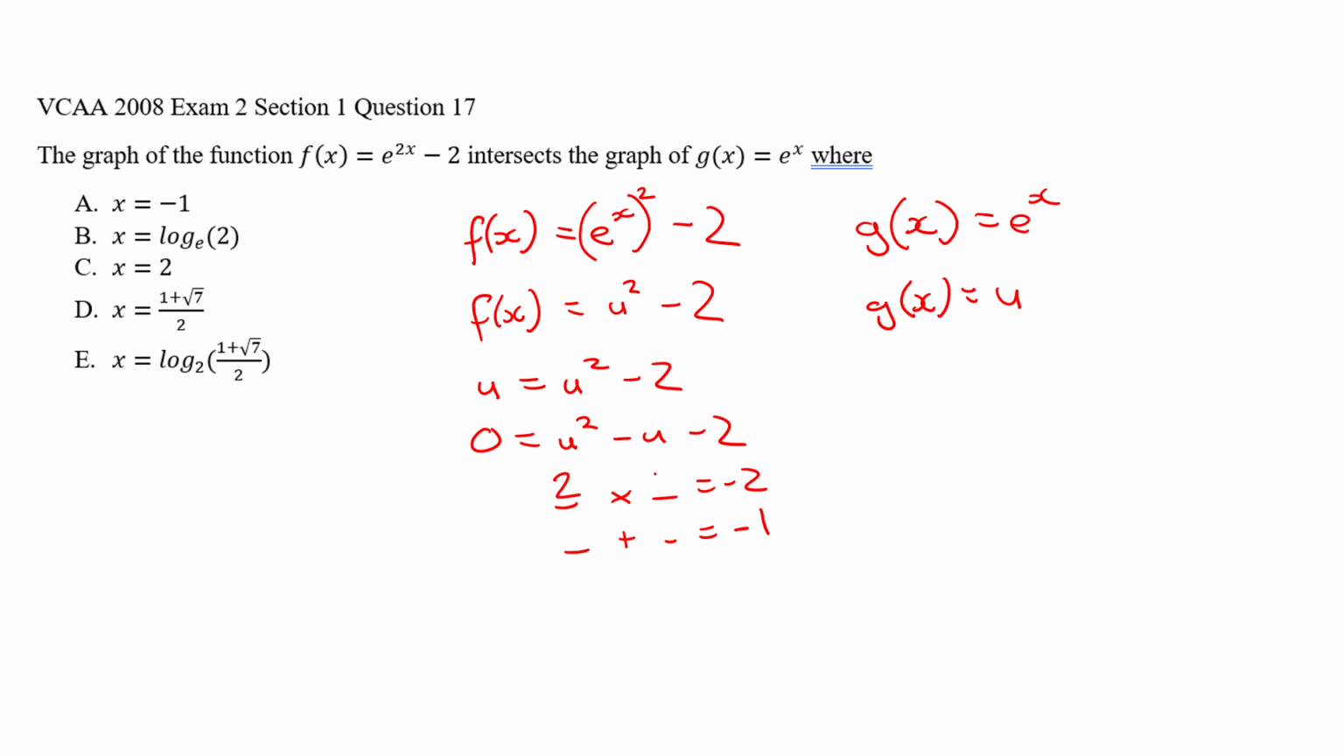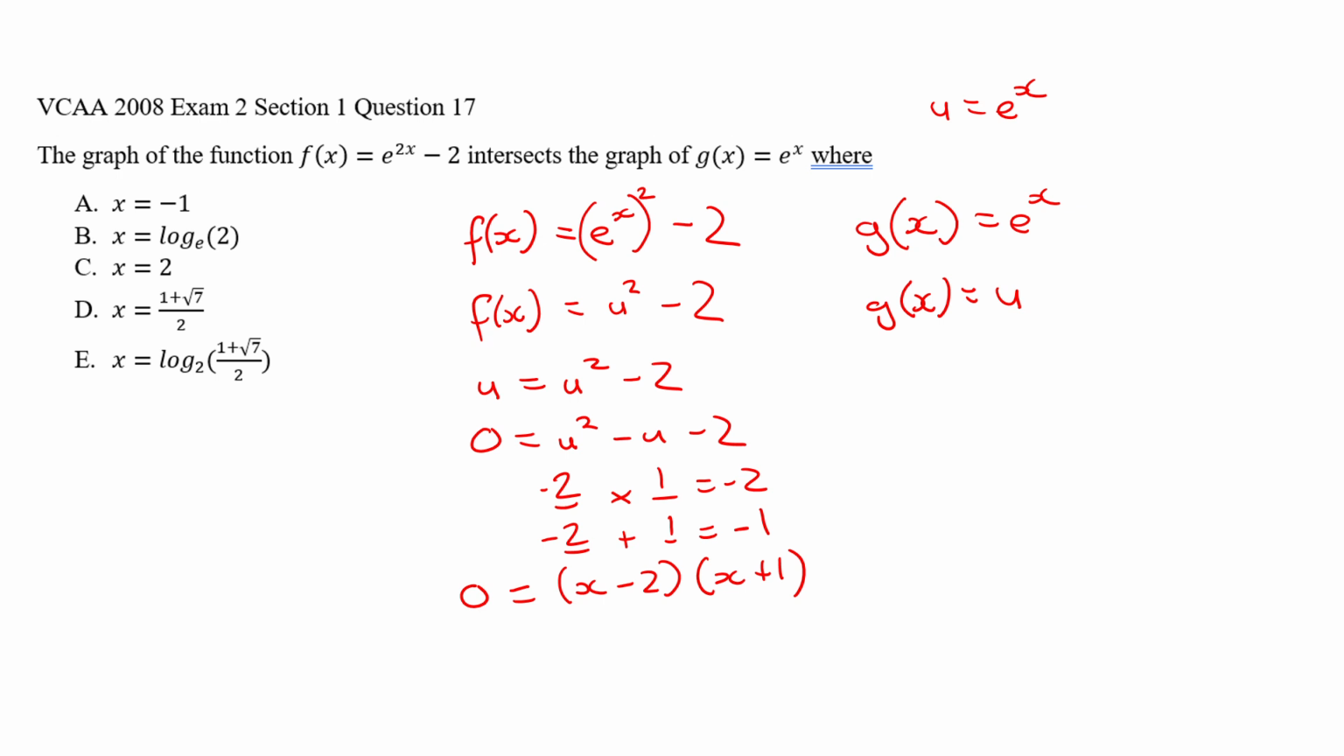Straight away that has to be 2 and 1. One of them has to be negative. It will have to be negative 2 to equal negative 1. Because it's a monic, I can just write it straight away in the factorized form. U take away 2, u plus 1. So now from this point, I can then write two equations and substitute the value of u into my equation, and we know u is e to the power of x.